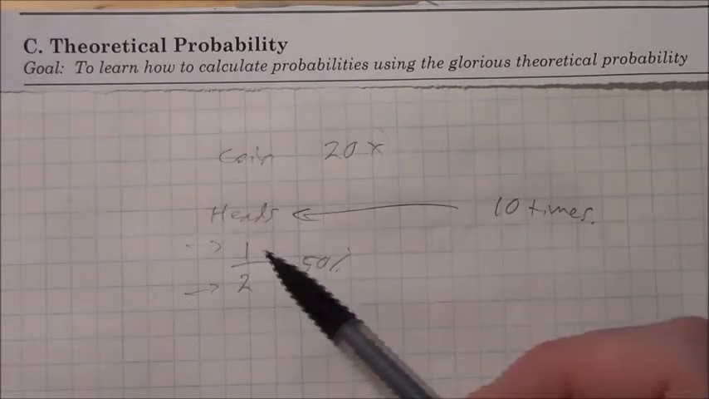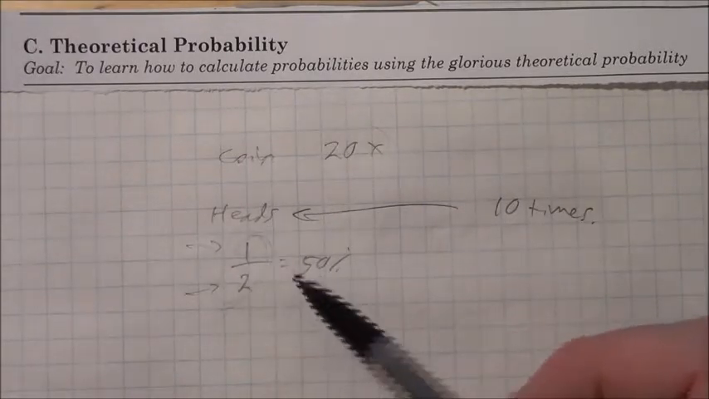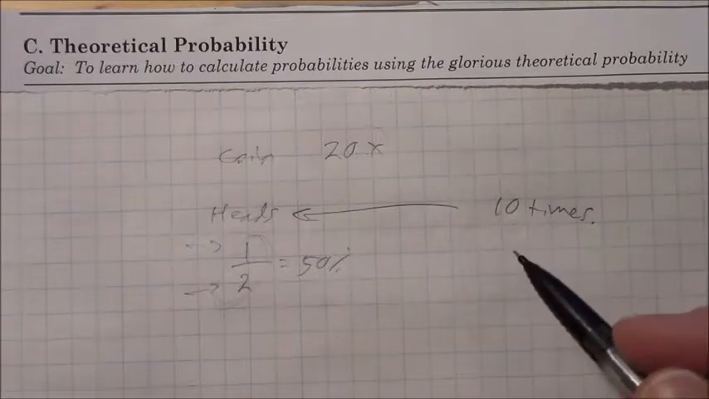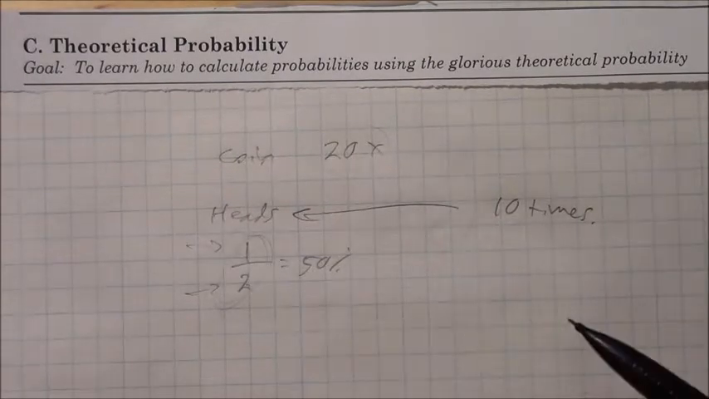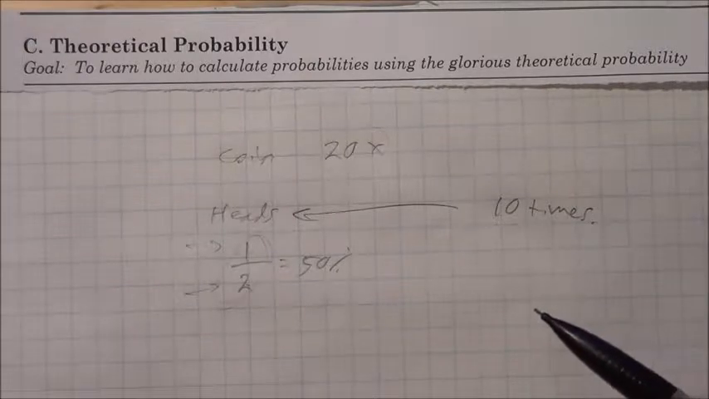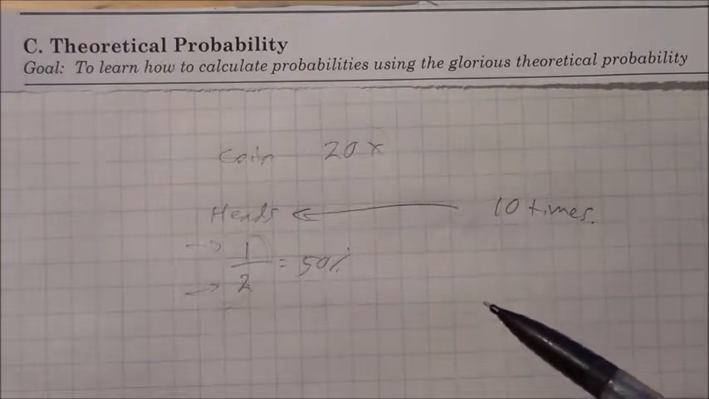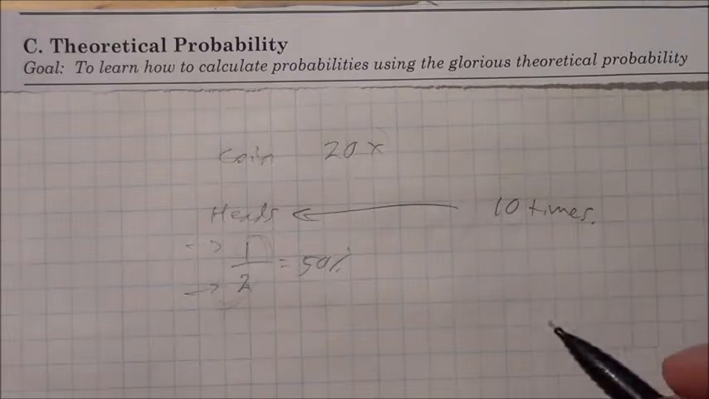We're using the idea of, in theory, it'll land on heads one out of two times because of the two outcomes. So theoretical probability is what you expect to happen.